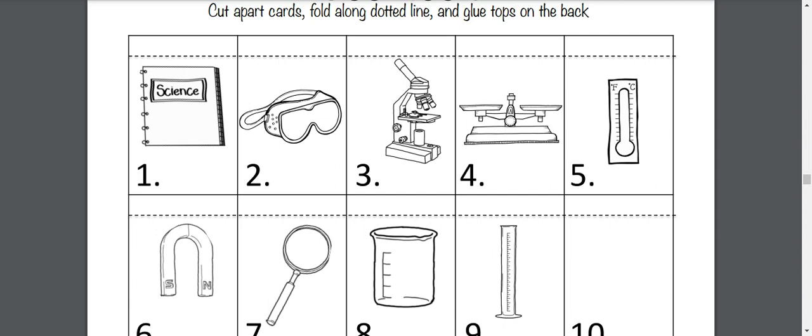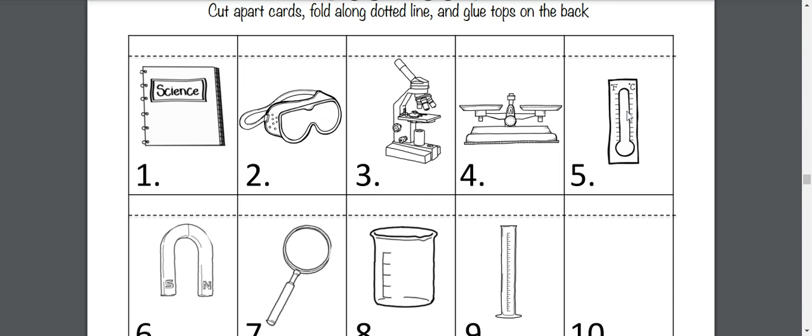Number 4, you might not know this one. What is that science tool? And what is it used for? It is a pan balance. We will go in more depth and we'll actually show you what one looks like in real life. And it measures mass, not weight. It measures mass.